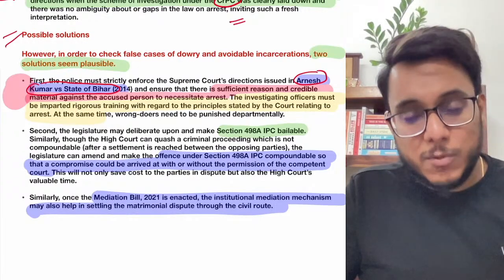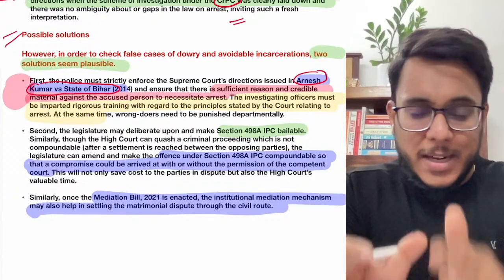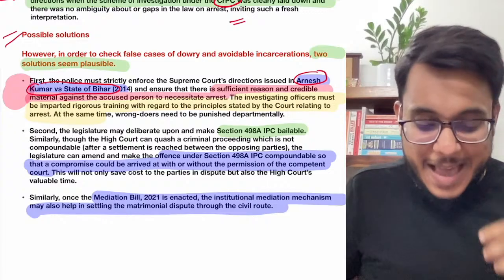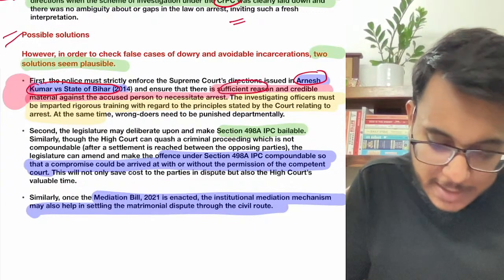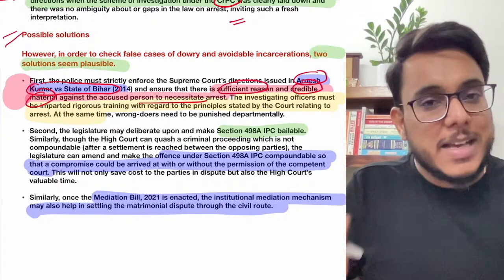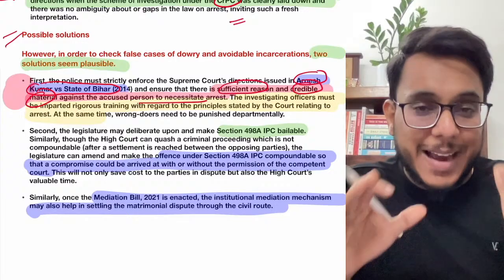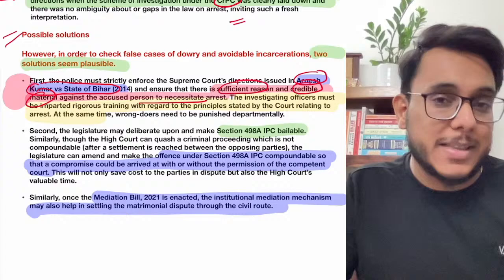Basically it was provided that neither is immediate arrest to be made, nor do you need to avoid the arrest. Rather, arrest needs to be made only when there is sufficient reason and credible material against the accused person. Okay, so a reasonable, rational arrest needs to be made only when the credible material is there.